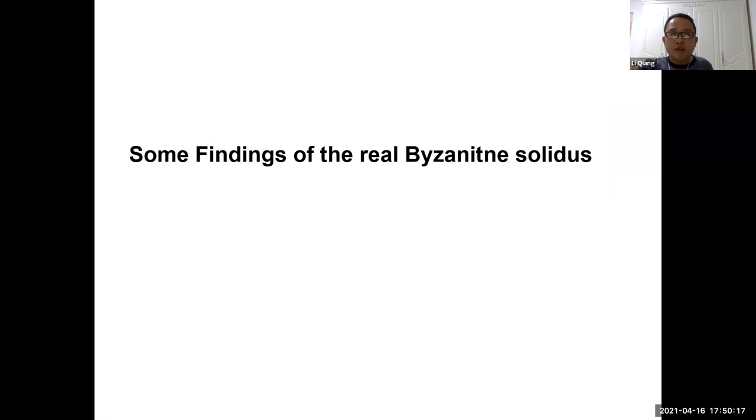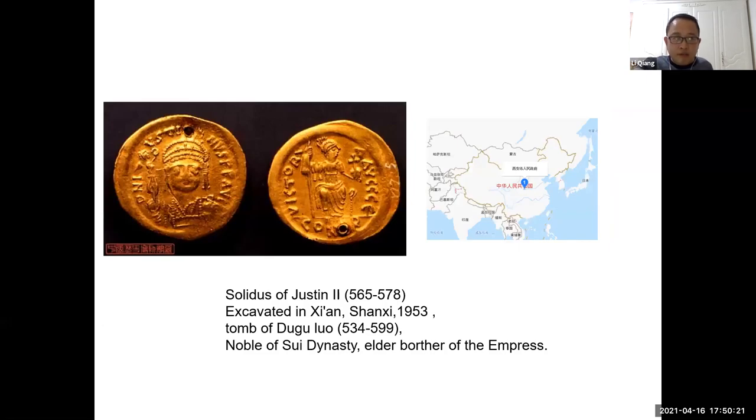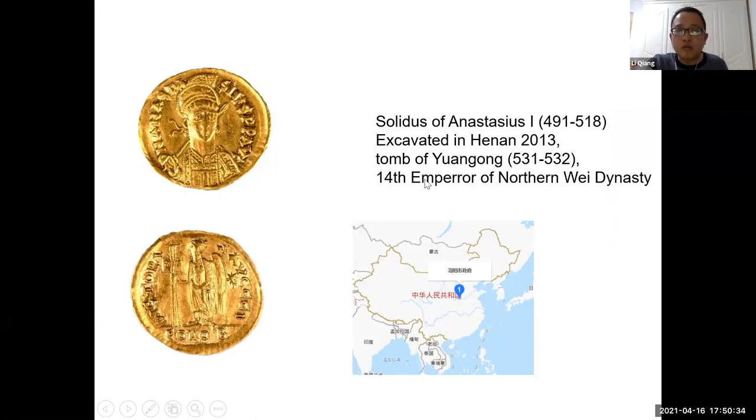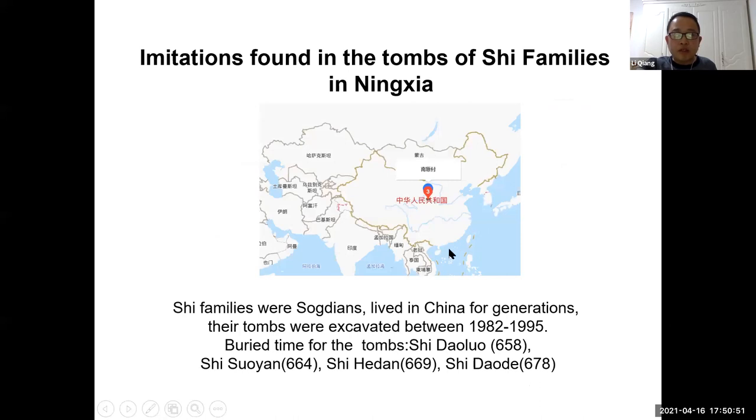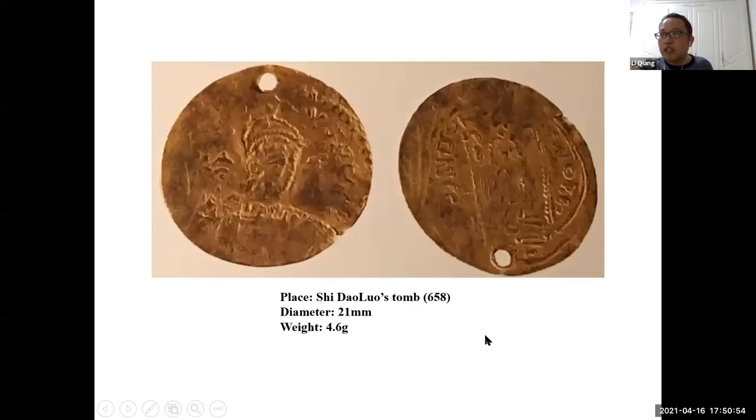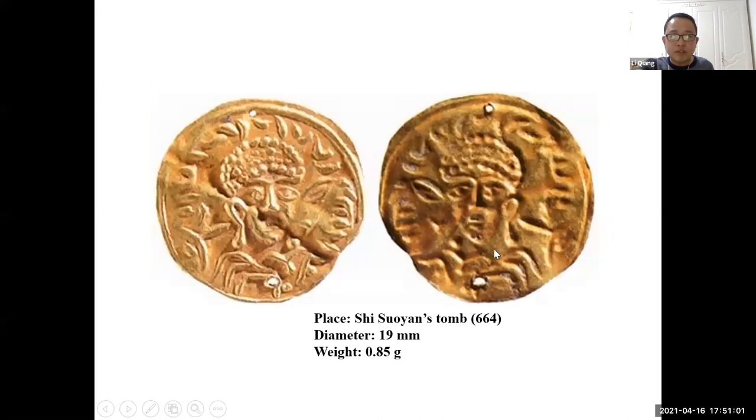There are some examples of real Byzantine coin finds. Here is one found in the inner tomb of Duguluo, a noble of the Sui dynasty in the 6th century. This one, a solidus of Anastasius, was found in Henan, in the tomb of Yuan Gong, in central China. Here are two from Si City, Hebei province, from a Rouran prince, the wife of a later emperor of Northern Qi. Here are some examples of the imitations. Most of the imitations were found in the graves or tombs of the Sogdians who lived in China. You can see they are very thin, like blankets.